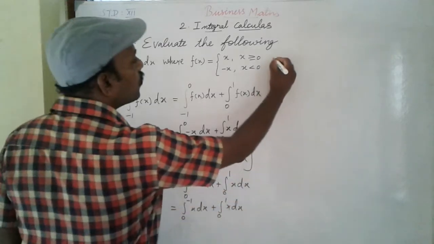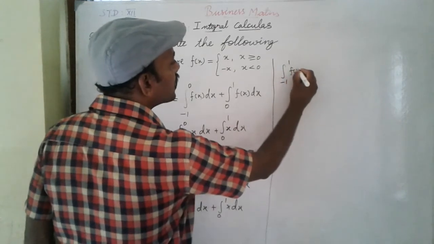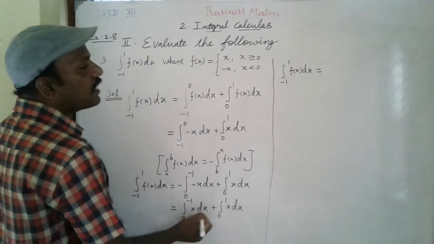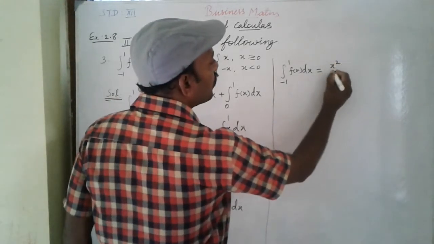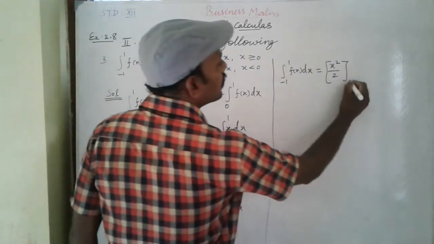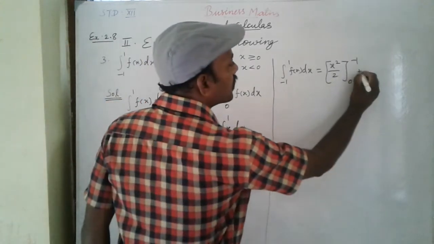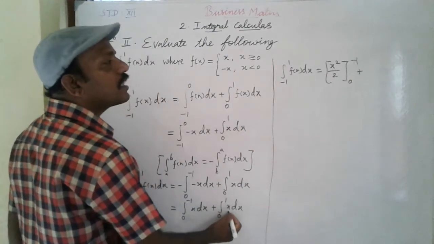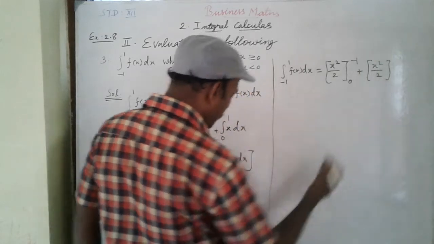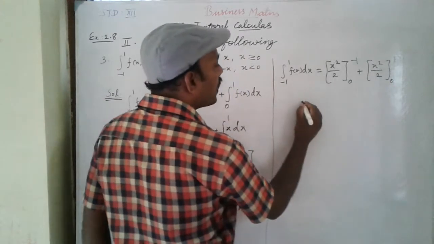Now we integrate this value. The integral from minus 1 to 1 of f of x dx equals, integrating, x square divided by 2, with limit 0 to minus 1. Next is the plus symbol, plus we integrate x, which gives x square divided by 2, with limit 0 to 1. Now substitute the limits.